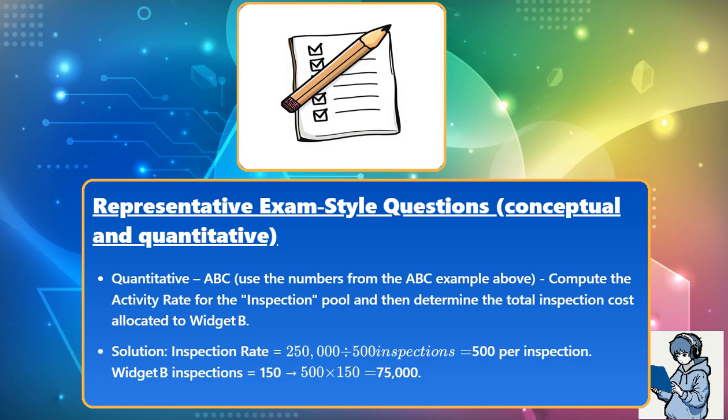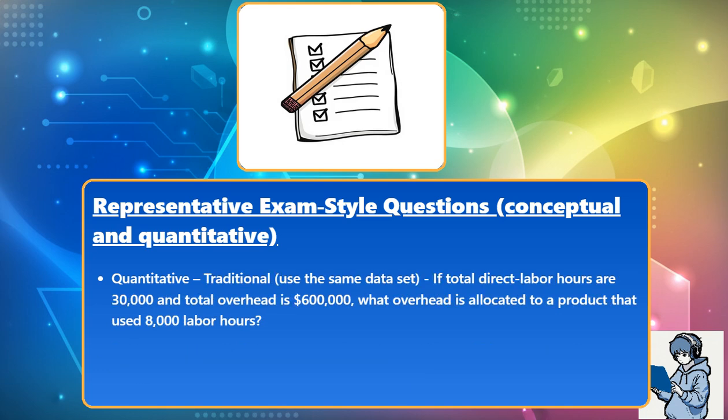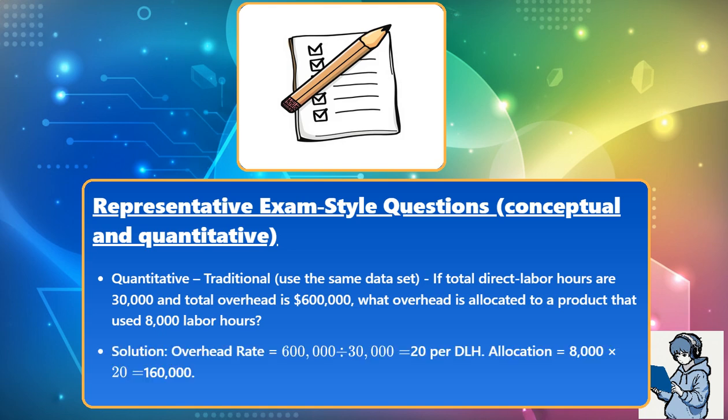Solution: inspection rate equals $250,000 divided by 500 inspections equals $500 per inspection. Widget B inspections equal 150 times $500 equals $75,000. Quantitative traditional: using the same data set, if total direct labor hours are 30,000 and total overhead is $600,000, what overhead is allocated to a product that used 8,000 labor hours? Solution: overhead rate equals $600,000 divided by 30,000 equals $20 per direct labor hour. Allocation equals 8,000 times $20 equals $160,000.